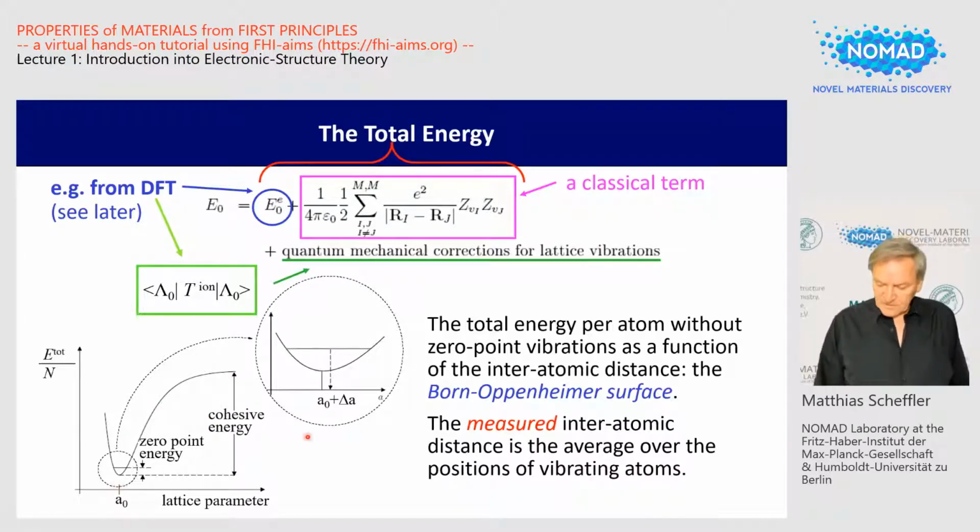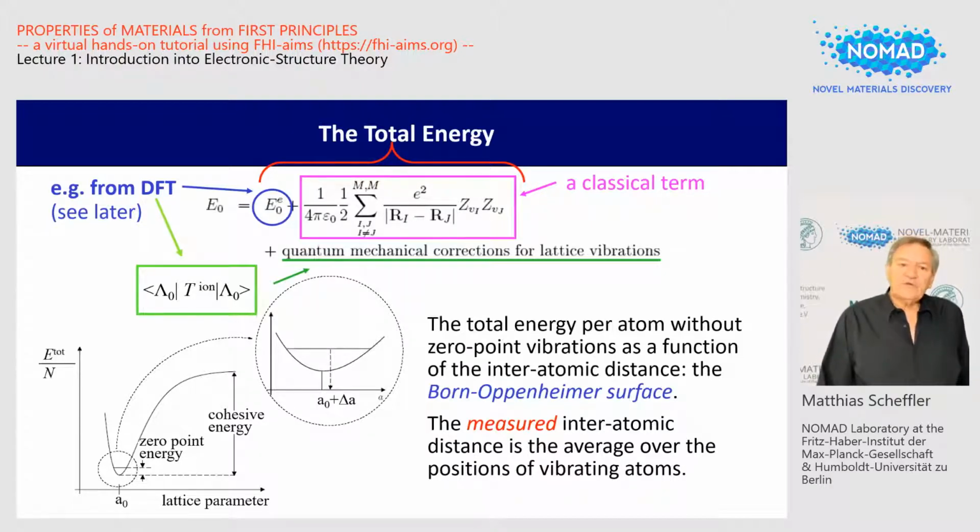And that means that the position of the minimum is at this point, but as atoms are not really static, but they vibrate with their zero-point vibration, their average position is here. So the total energy per atom without zero-point vibration as a function of the interatomic distance is what is called the Born-Oppenheimer surface. But the measured interatomic distance is the average over the position of the vibrating atoms, and that is typically slightly bigger than the Born-Oppenheimer minimum.